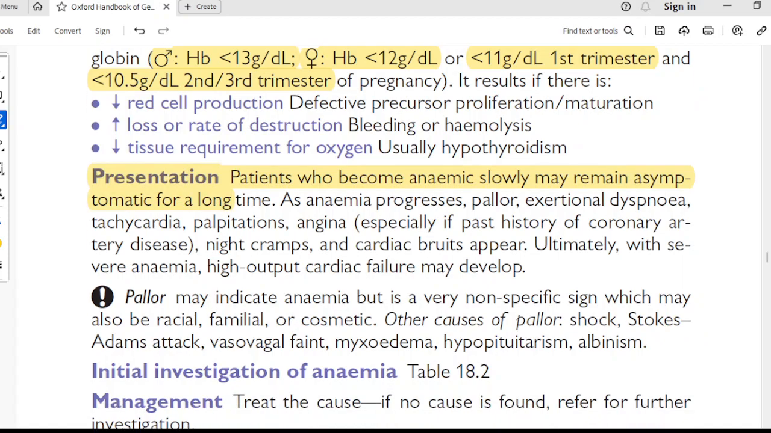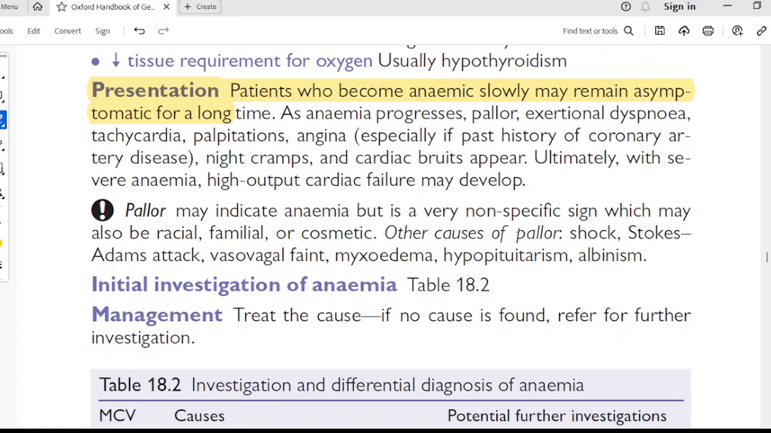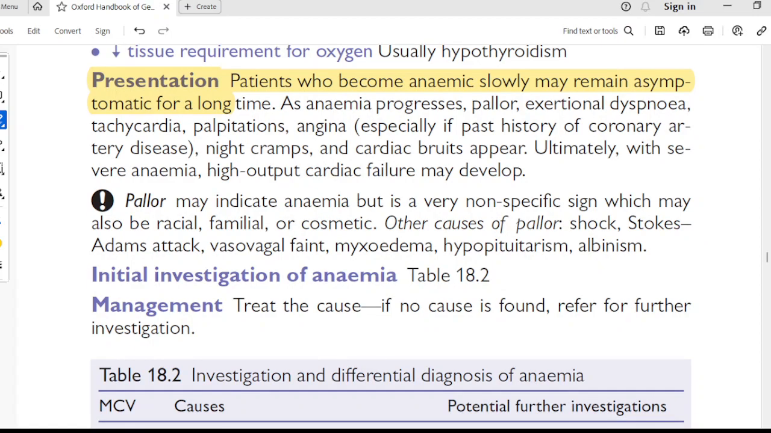Presentation. Patients who become anemic slowly may remain asymptomatic for a long time. As anemia progresses, pallor, exertional dyspnea, tachycardia, palpitation, angina, specifically if there is a past history of coronary artery disease, night cramps, and cardiac bruits appear. Ultimately, with severe anemia, high output cardiac failure may appear.